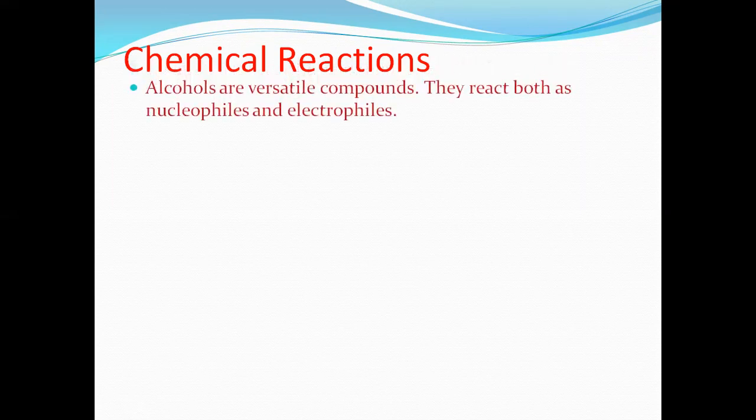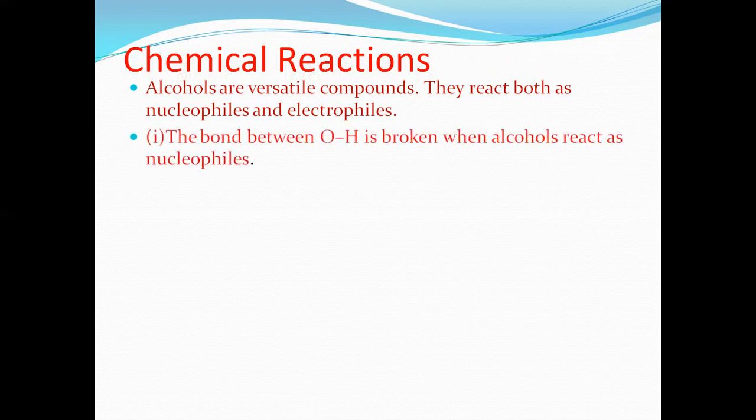Why do alcohols show some chemical reactions? Because they act as both nucleophiles as well as electrophiles. We know alcohols contain OH. When the bond between oxygen and hydrogen, that is the OH bond, is broken, then alcohol reacts as a nucleophile.